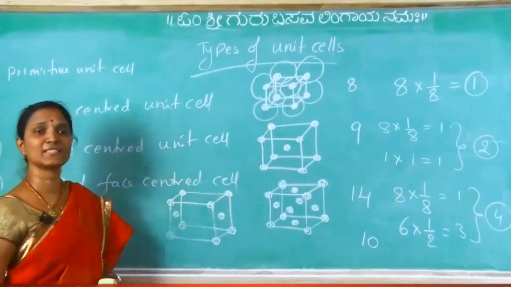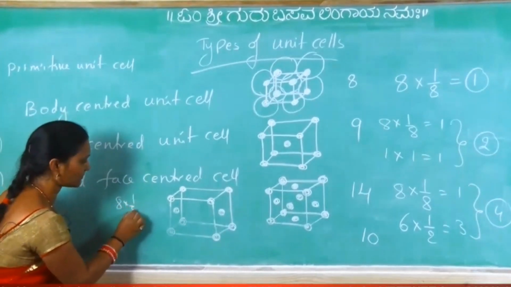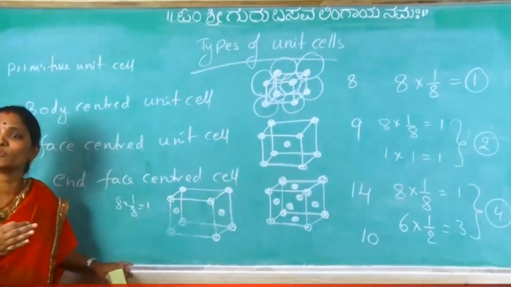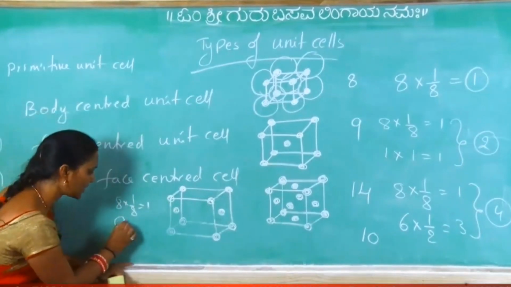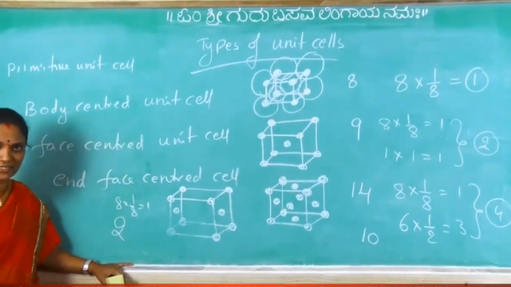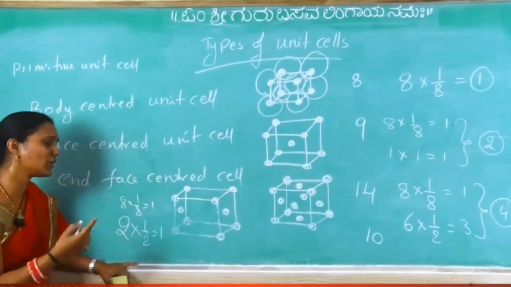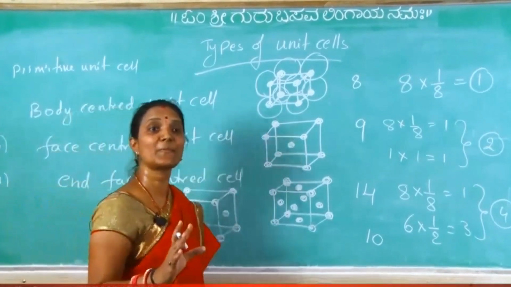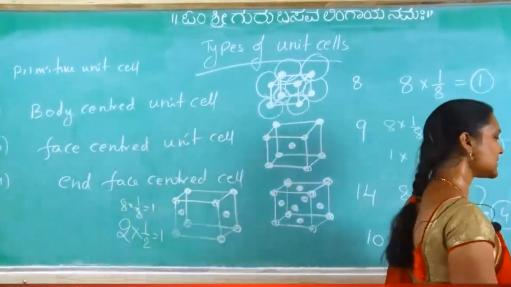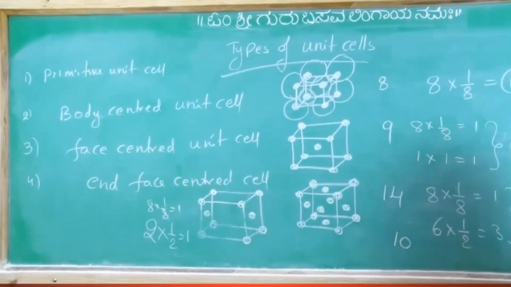And here in end face center, 8 corners. 8 into 1 by 8, 1. And only 2 face centers are occupied. Remaining face centers are not there. So 2 particles in 2 face centers. Face center contribution 1 by 2, so 1. So total how many particles are there? 2 particles. So in primitive number of particles are 1. In BCC number of particles are 2. In FCC number of particles are 4.